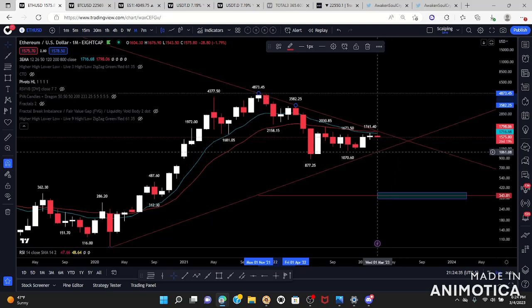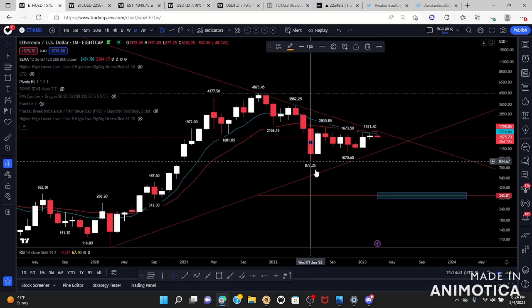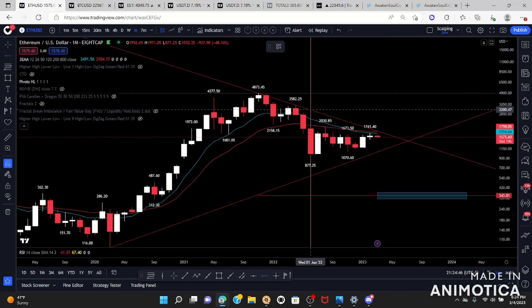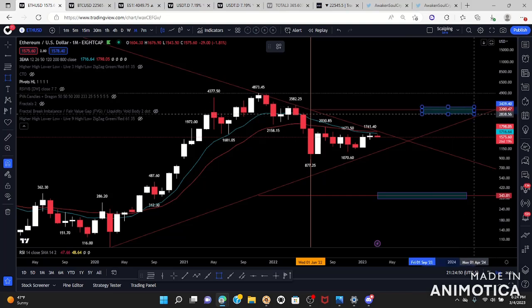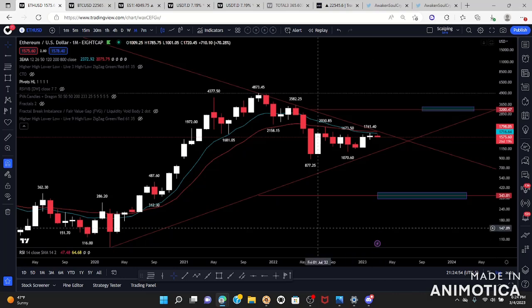So if this were to go up to the upside, this is our lowest price action of 877. I'm going to place a vertical line here, and right where it intersects, this is where I'll be setting my target. Okay, beautiful. And that is your monthly targets. That could take a year to play out.